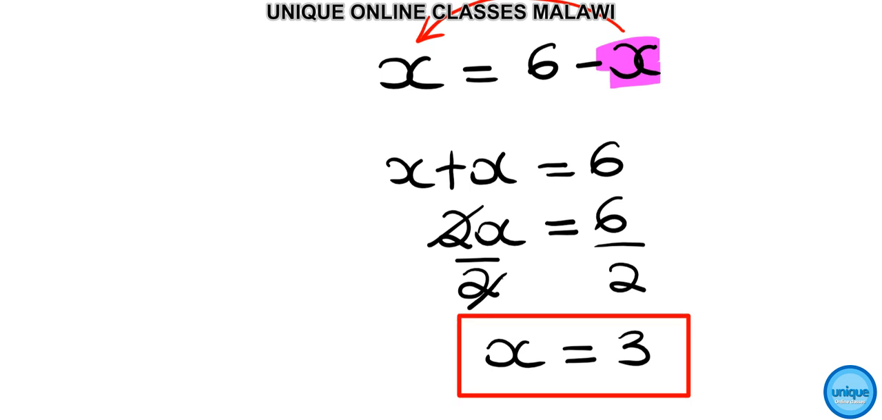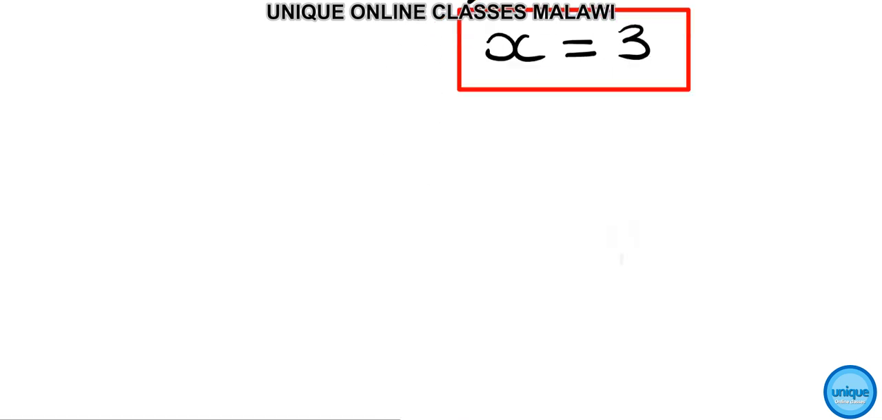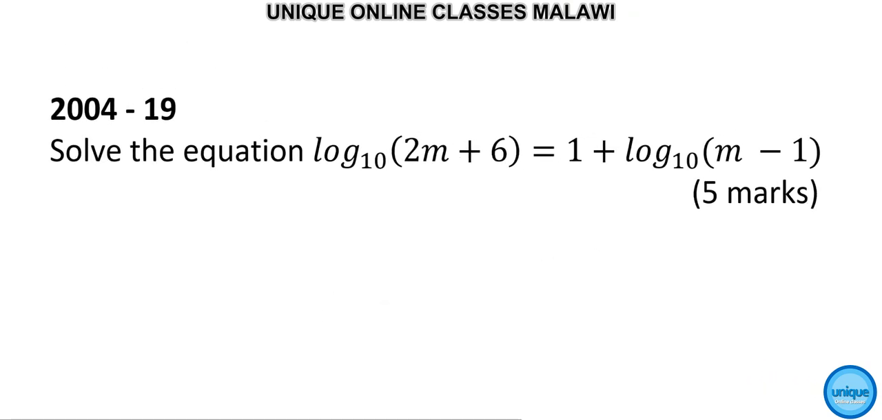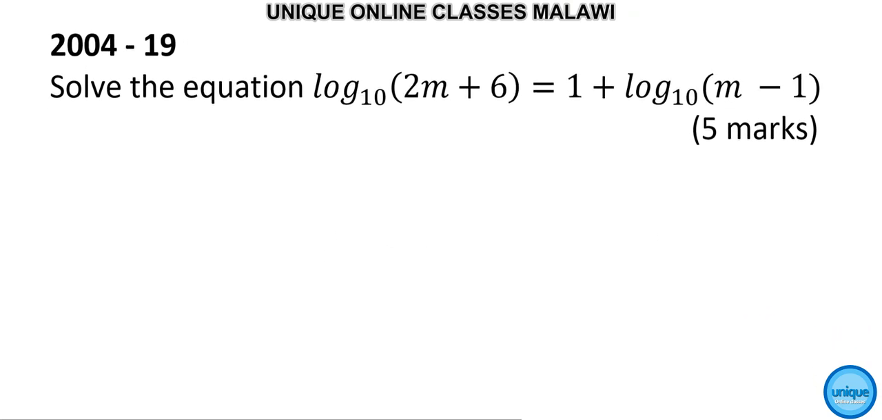Let's now move on to another question. Another question, it reads, solve the equation: log of 2m plus 6 base 10 is equal to 1 plus log of m minus 1 base 10. And the marks awarded are 5 marks. It was question number 19 in 2004.